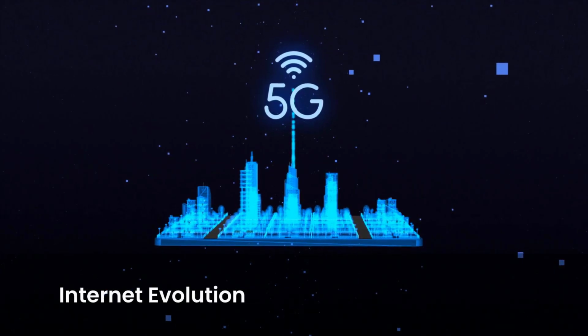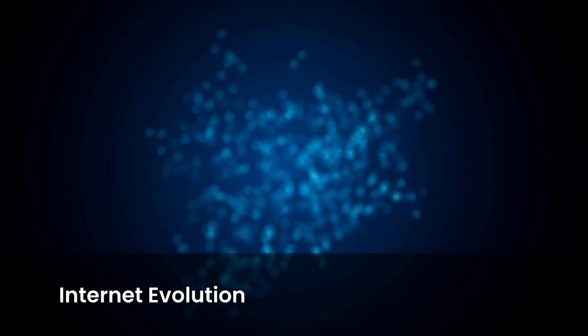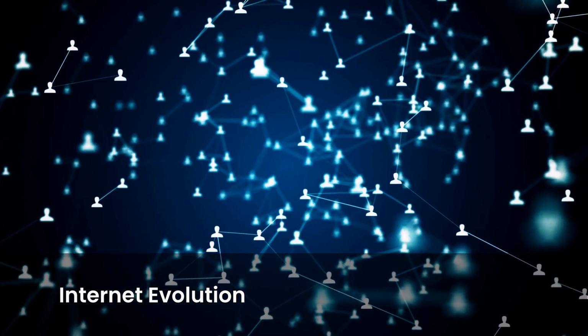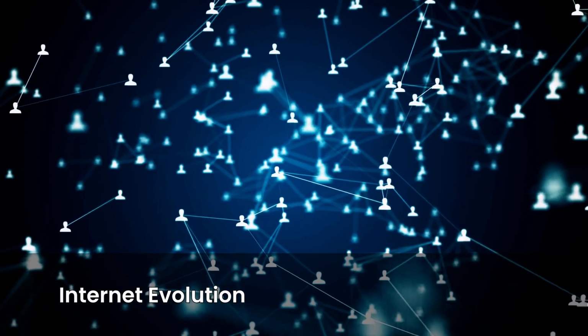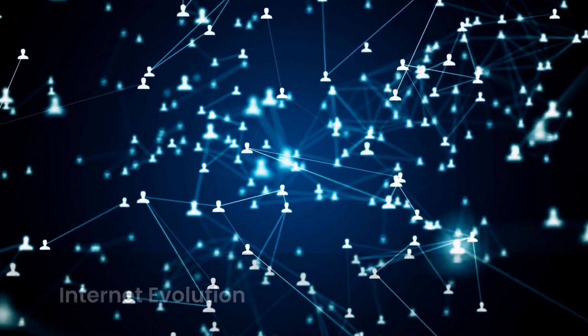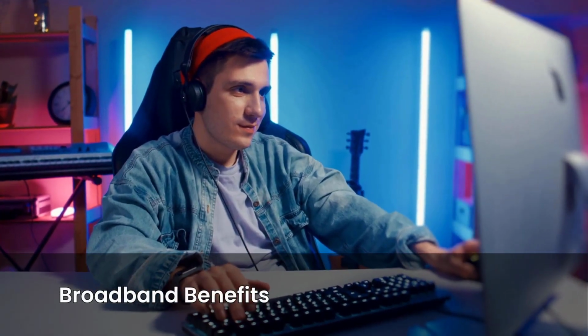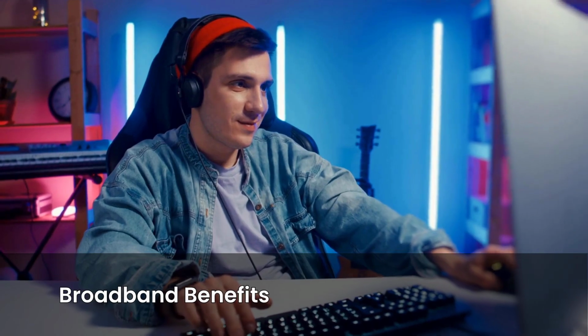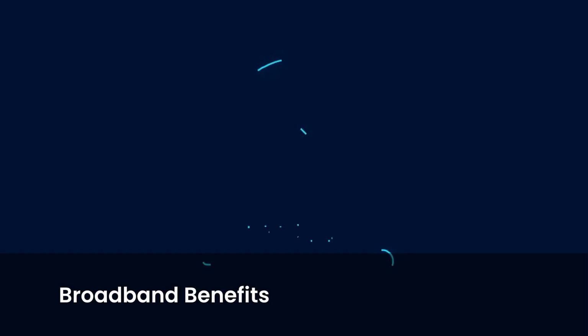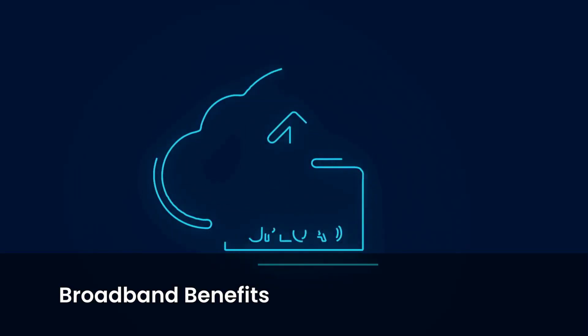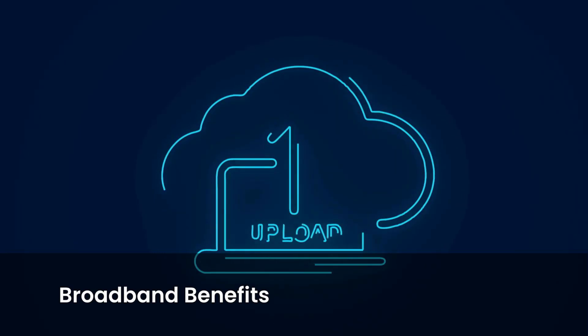The internet has continued to evolve at a rapid pace since the 1990s. The introduction of broadband access transformed how people use the internet. Broadband provided much faster internet speeds, enabling new applications like streaming video and online gaming. It also made it easier to access and share large files.